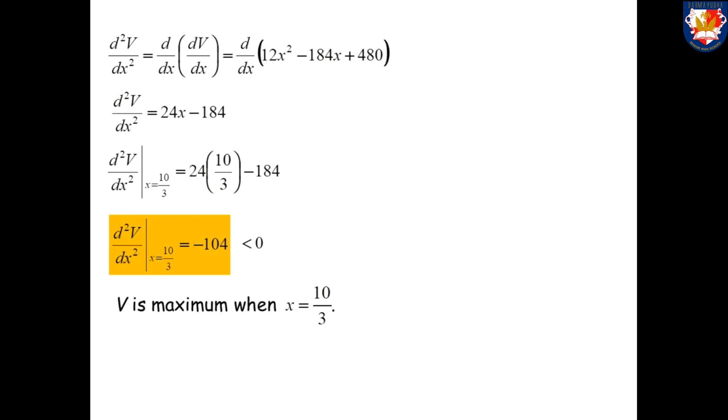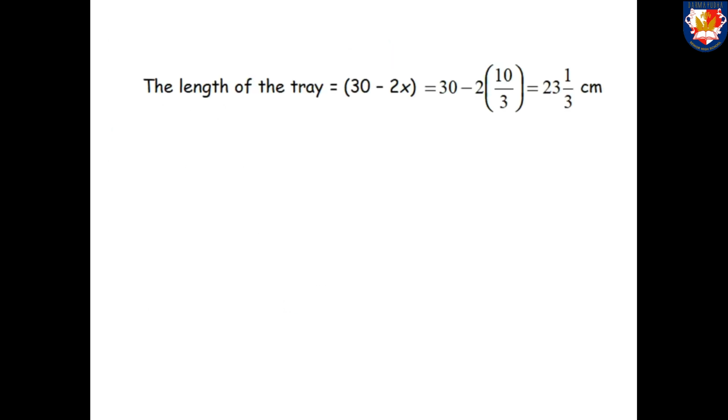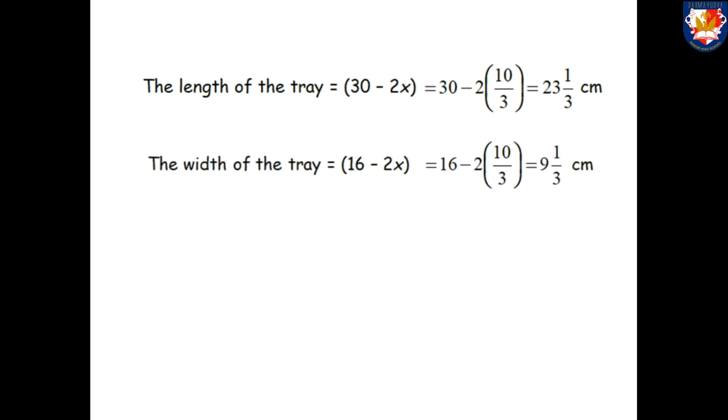So by substituting the value of x equals 10 over 3 into each dimension, we have the length of the tray equals 30 minus 2x equals 30 minus 2 times 10 over 3, which is 23 and 1 over 3 centimeters. The width of the tray is 16 minus 2 times 10 over 3, which is 9 and 1 over 3 centimeters. And the height of the tray equals x equals 10 over 3, which is 3 and 1 over 3 centimeters.